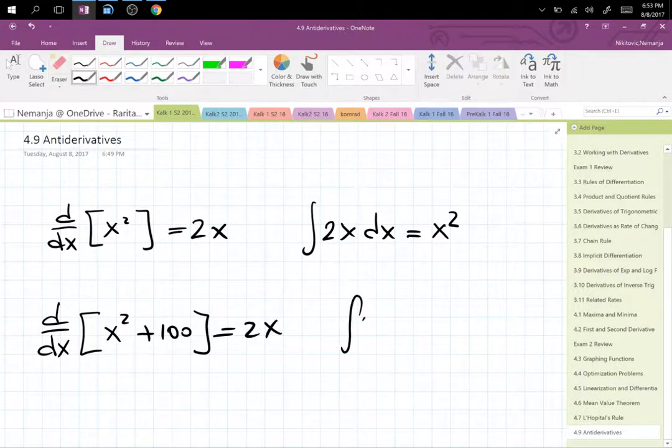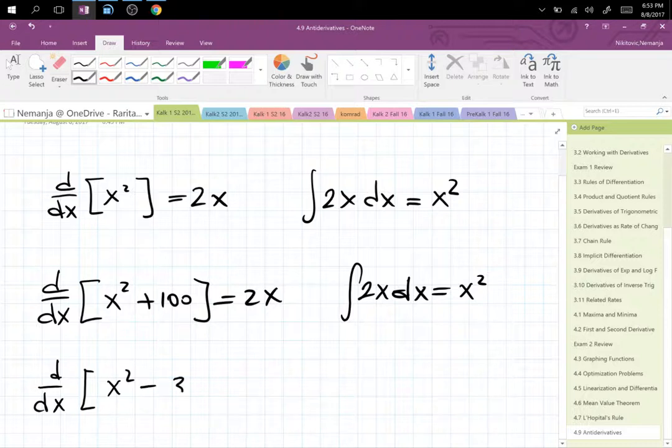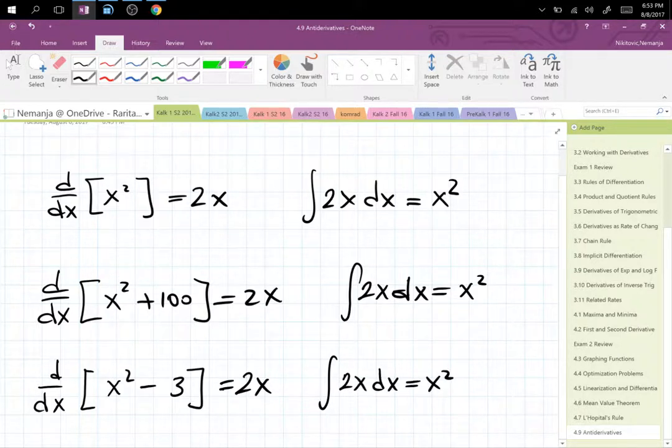Do you see a problem here, guys? Yes, we lost the information, that plus 100. Even if I take subtraction of a constant, x squared minus 3 is still going to give 2x, and the integral of 2x dx is going to be x squared. There is no way to retrieve the negative 3 or the plus 100 without something called an initial condition.